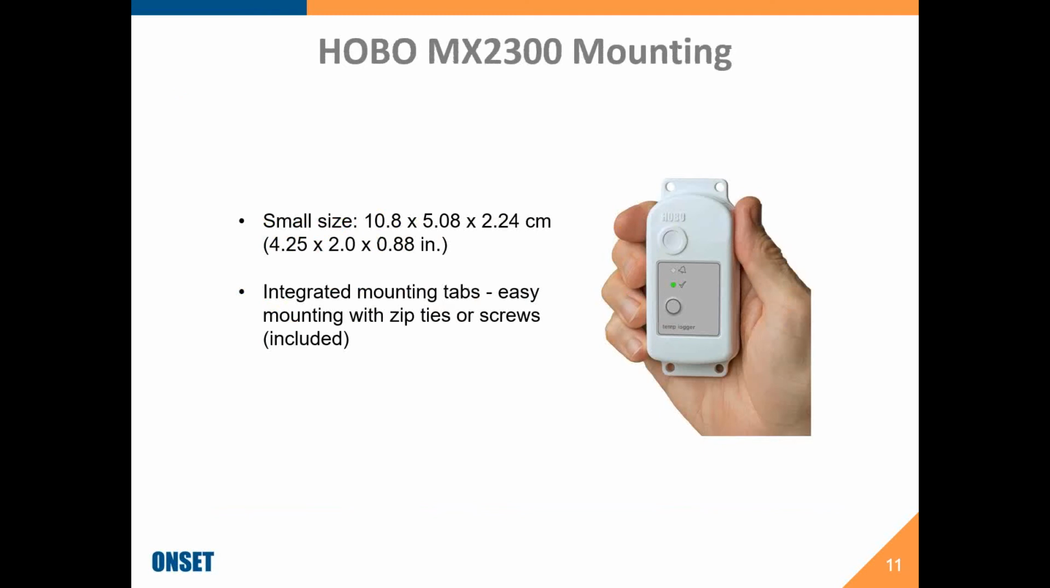So speaking of mounting, the logger is very small. You can get a little bit of a sense of it from the hand here, but the height, if you think in inches, is only 4 1/4 inches, and that includes the mounting tabs at the top and the bottom. So the bulk of the logger is even shorter than that. Makes it very easy to deploy in a lot of different locations. It's less than 1 inch thick. And as I mentioned, it's got integrated mounting tabs, which makes it easy to mount with zip ties or screws, both of which we include with the product.